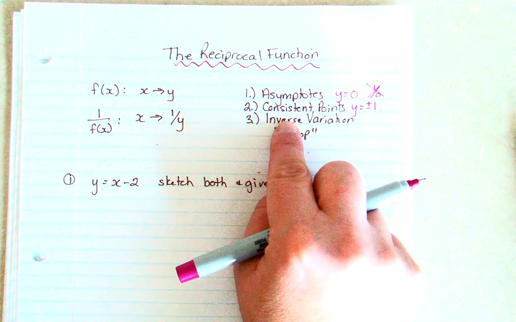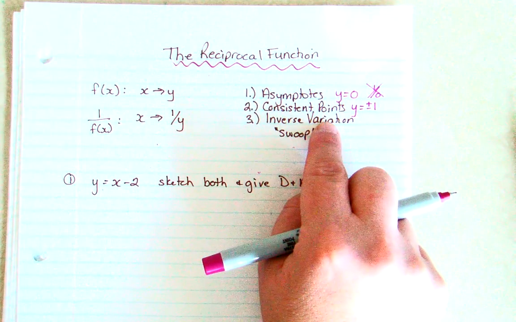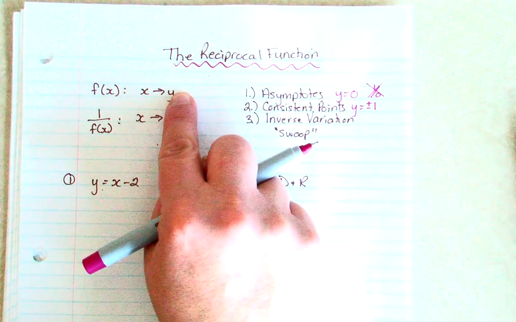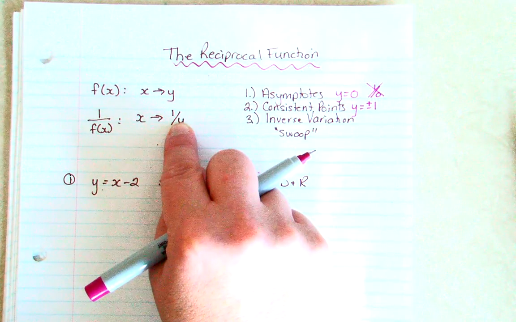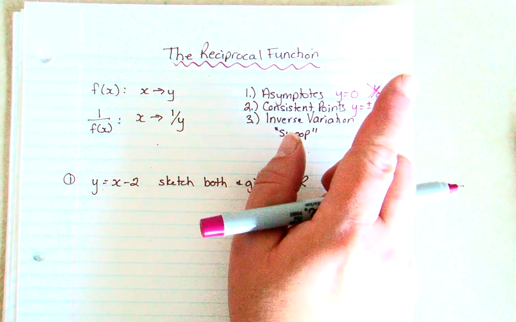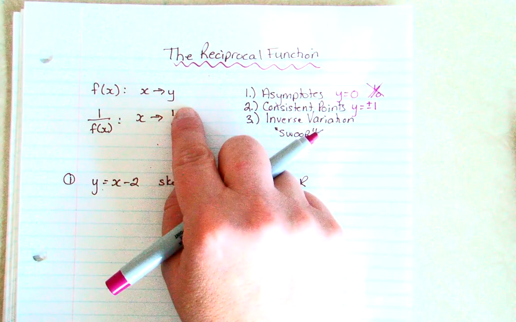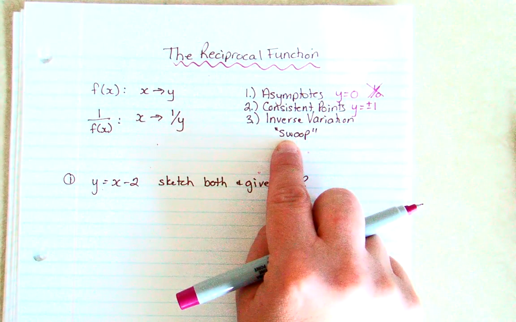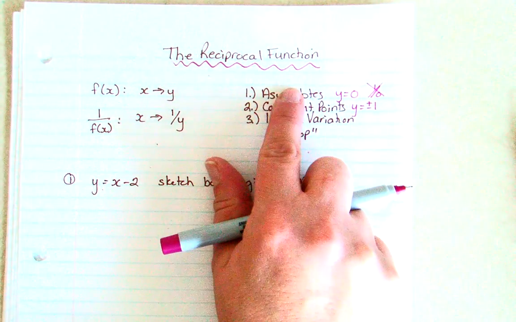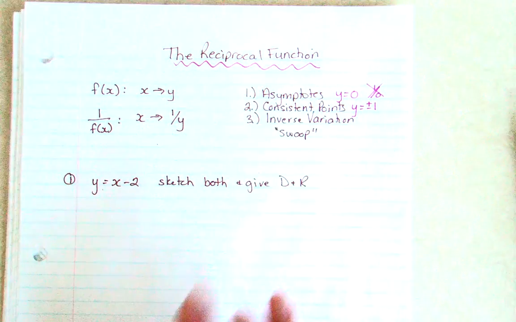And then there's this relationship called inverse variation. What that means is as the original gets bigger and bigger and bigger, 1 over bigger and bigger and bigger numbers get smaller and smaller and smaller. So as one goes up, the other goes down, and vice versa. If I do 1 over smaller and smaller and smaller numbers, I get bigger and bigger and bigger answers. So inverse variation, when I teach it in grade 11, so that it's catchy and easy to remember, I do asymptotes, consistent points, swoop, because we're going to swoop in the opposite direction of the original.